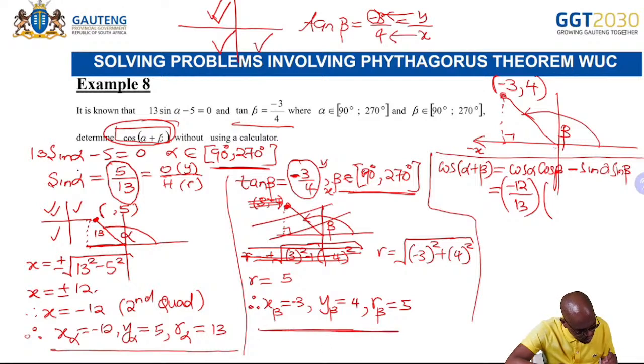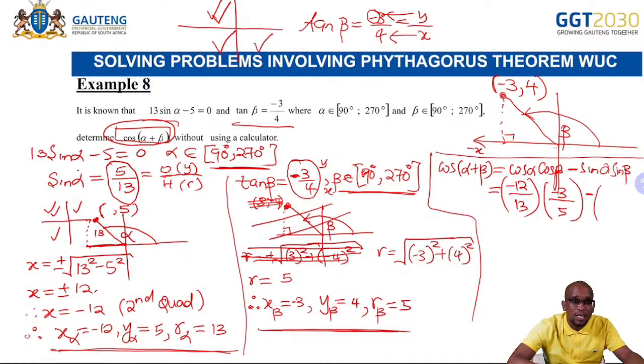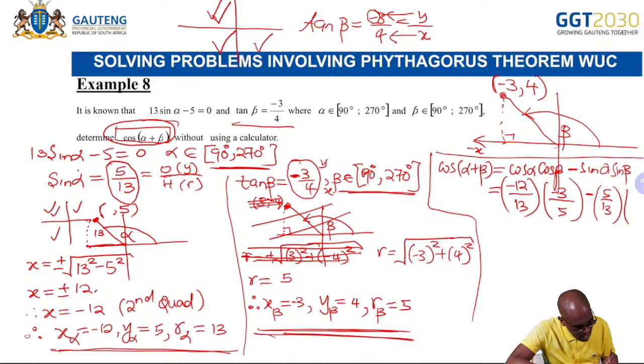This you multiply by cos beta. We are now going to beta. And cos is x over r, so this is -3, r is 5. Minus sine of alpha. We are back to alpha. And sine is y over r, so this would be 5 over 13. Times sine of beta. We are now on beta. And sine is y over r, so this should be 4 over r, r is 5, like that.